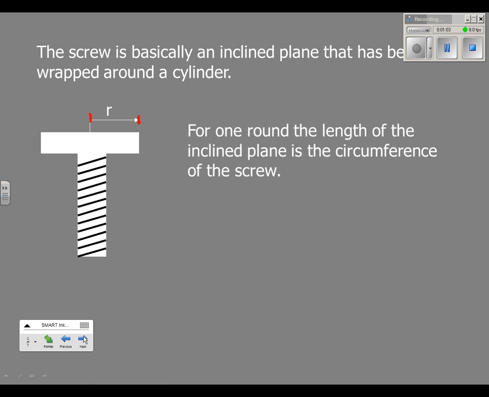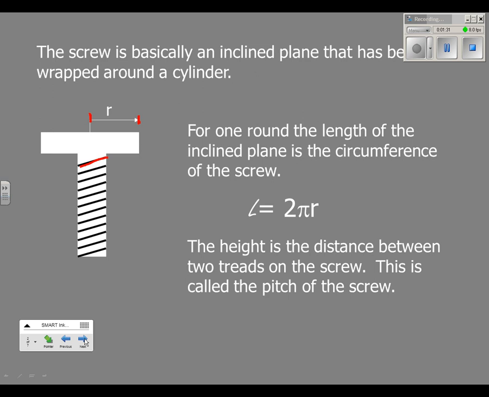For one round, the length of the inclined plane is the circumference of the screw, because you have to think that this is like an inclined plane except it goes all the way around. So we have to calculate the circumference of the screw to know basically the length of the ramp. So instead of L, like we had in the ramp equation, we have circumference, which is 2 pi r. The height of the ramp is the distance between two threads, like right in there.